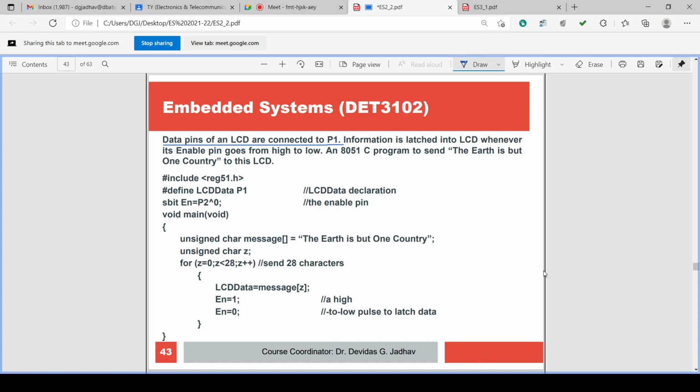Then there is the LCD module. That module has 8-bit data pins, and these are written in parallel. Parallel writing means simultaneously all the 8 bits are written into the LCD module memory with a single clock.